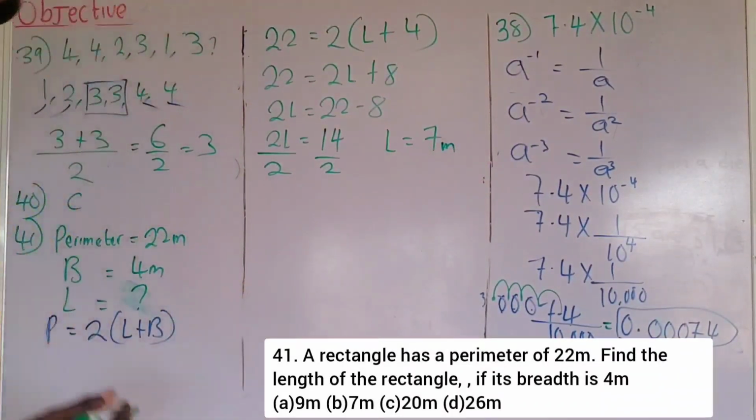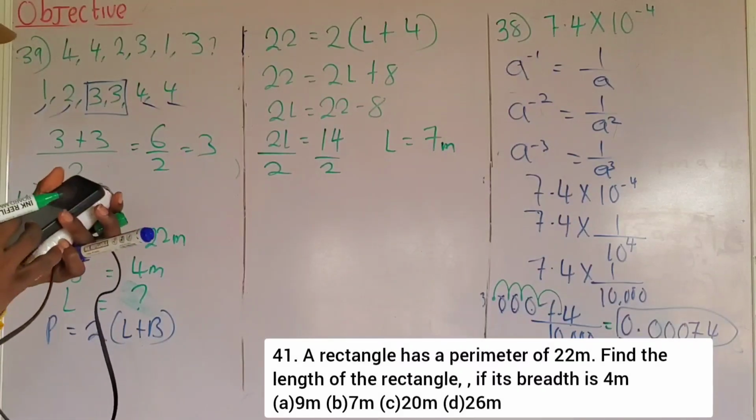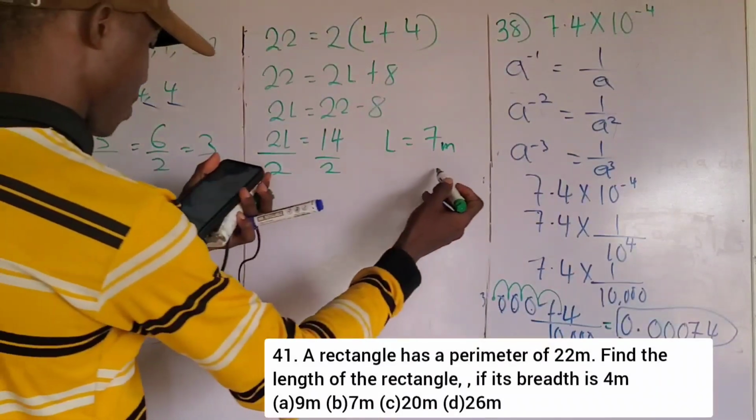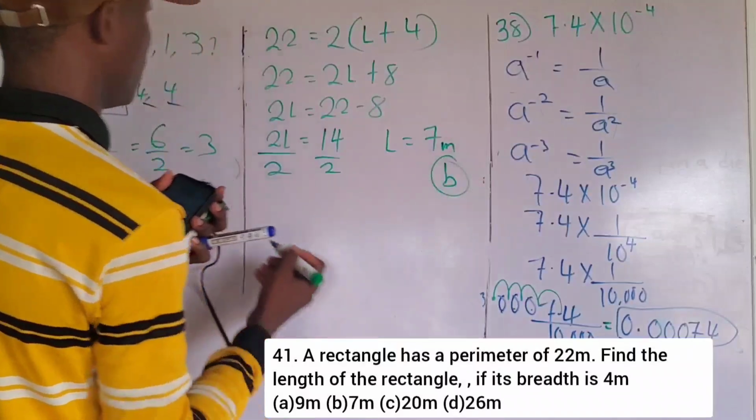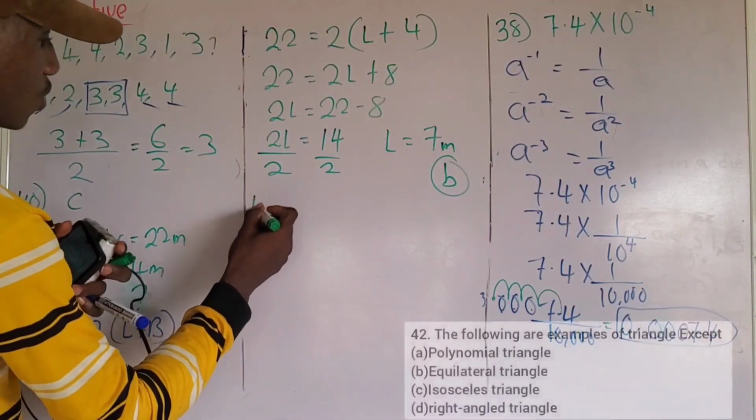Okay, let's look at the right option in that question. Option A is 9 meters. Option B is 7 meters. Option C 20 meters. Option D 26 meters. Option B is correct. Okay, now let's proceed to question 42.